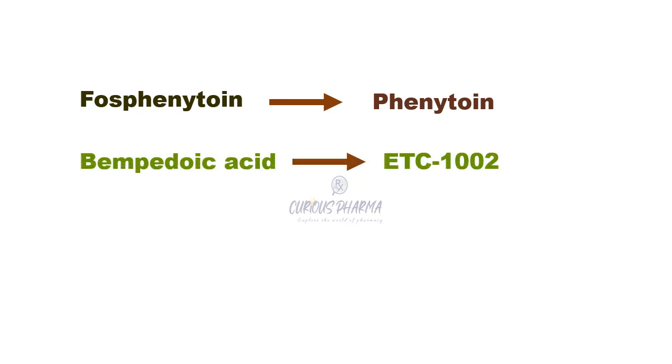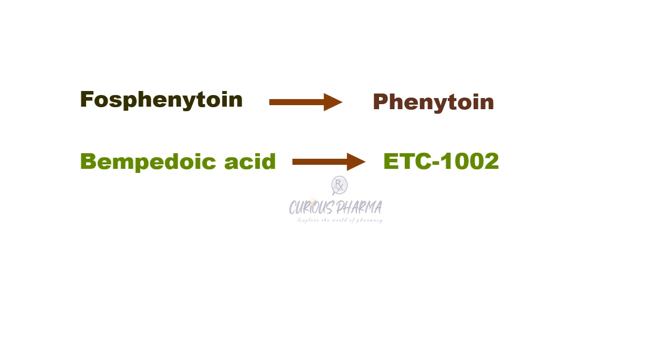And another example is bempedoic acid, which is converted into its active form ETC-1002 by the enzyme acyl-CoA synthetase, long-chain fatty acid member ACSL1. Bempedoic acid CoA inhibits ATP citrate lyase, an enzyme that plays a key role in the production of cholesterol in the liver. By inhibiting ACL, bempedoic acid reduces the production of cholesterol and helps in lowering LDL cholesterol levels in the body.